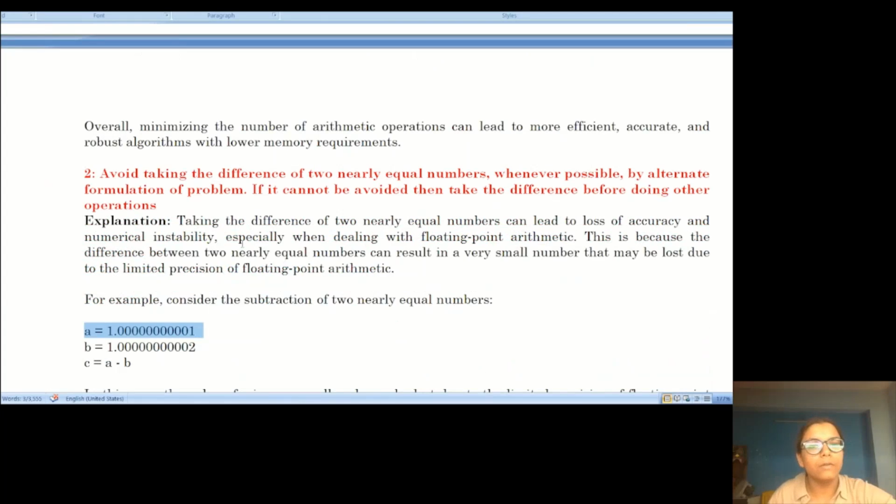For the next question, we have: avoid taking the difference of two nearly equal numbers whenever possible by altering the formulation of the problem.